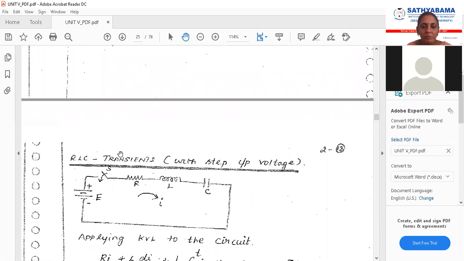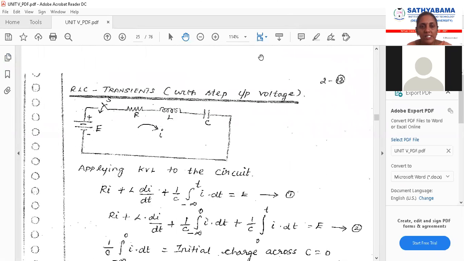Next we will move on to the RLC transients. In the RLC transients, as the name tells, you will have all the elements connected in series. Just check this circuit. The resistance, inductance and capacitance are all connected in series with a voltage source, and in between we have a switch S, which is going to be closed at t is equal to 0. Clear?